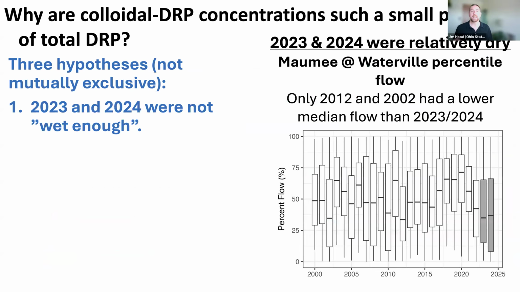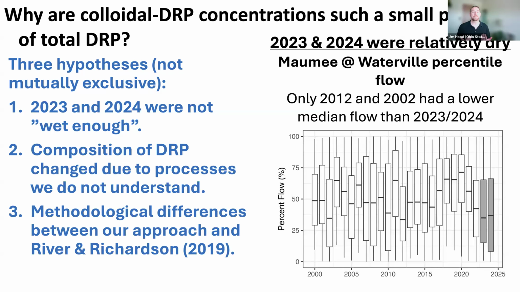So what might be driving this distinction between what we saw and what Rivers and Richardson saw? Well, one hypothesis is that 2023 and 2024 were not wet enough. This shows percentile flow in the Maumee River at Waterville. 2023 and 2024 had a lower median flow than any other year except for 2002 and 2012. It's also possible that the composition of DRP has changed between these studies due to some process we don't understand, or there could be methodological differences between our approach and Rivers and Richardson's that cause some of these problems.